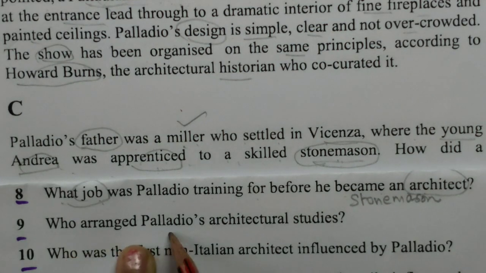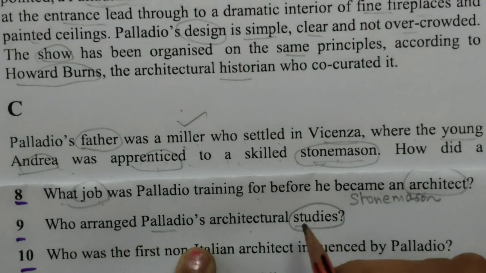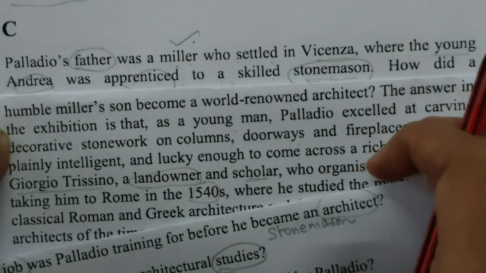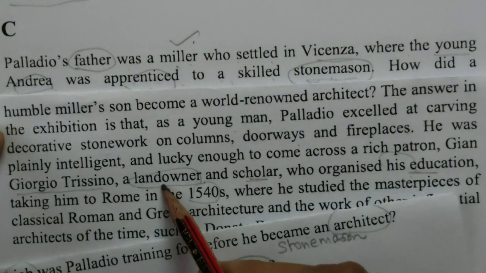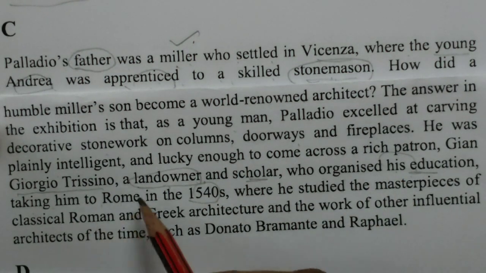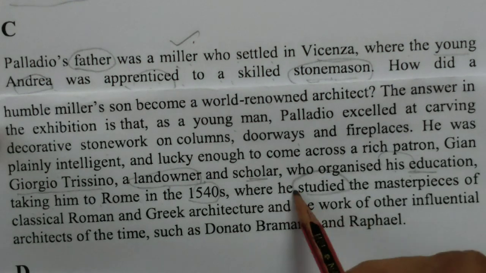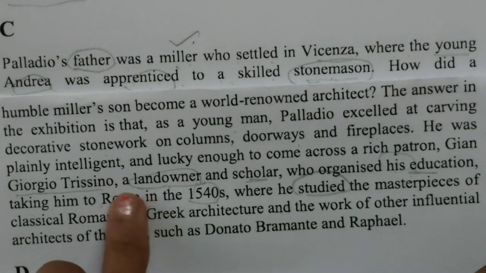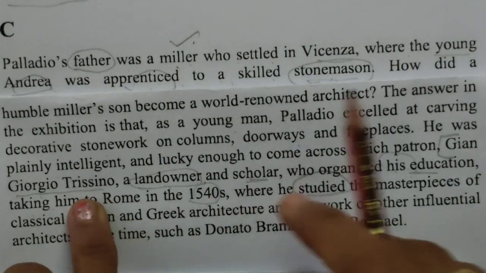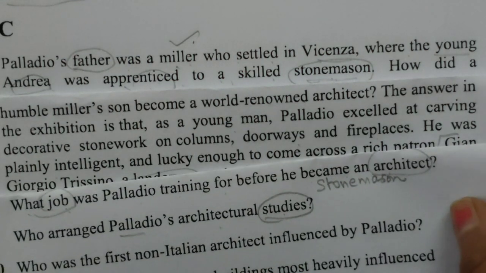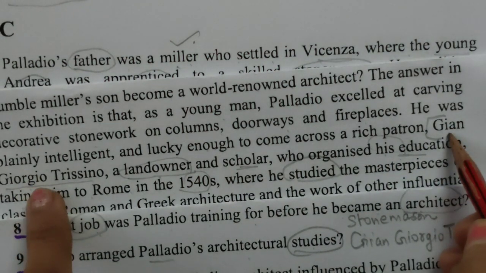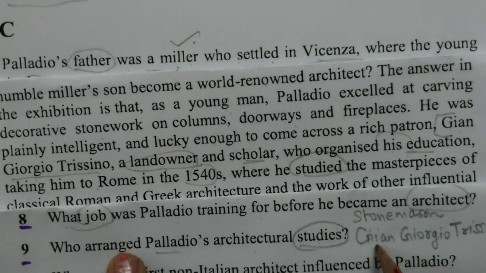So who arranged Palladio's architectural studies? So yes, landowner in this same paragraph. See this here in this paragraph, they are talking about this landowner, this person, landowner who organized his education, taking him to Rome in 1540s, where he studied the masterpieces. Okay, so it means what name will come? This person's name, 3 words, Gian Giorgio Trissino. So we will write this name here. So now I have written the same spelling, just take care of the spellings, whatever is given you can just write the same spelling by matching it.